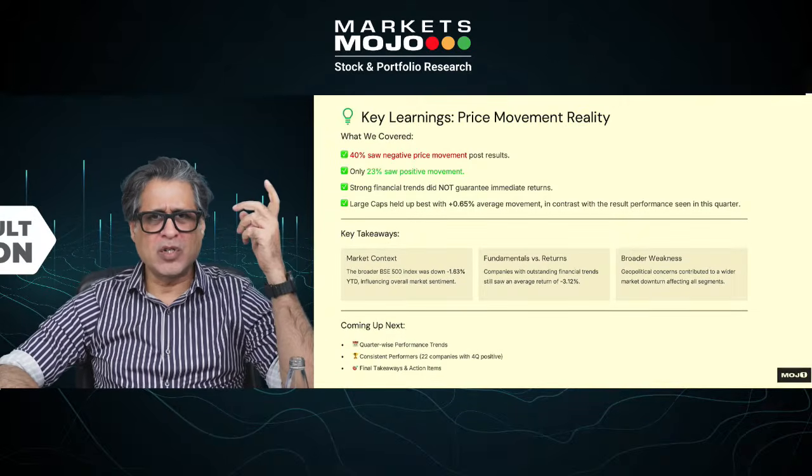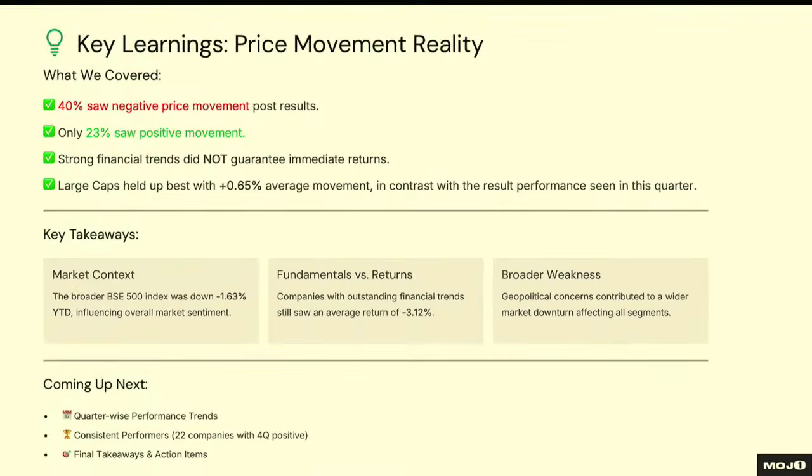So 40% of the stocks that declared results, although 44% gave positive results, saw negative price movement. Only 23% saw positive price movement. Strong financial trends right now are not translating into immediate returns, which is good because at least we are not seeing stocks which declared good results up 5%, 7%.